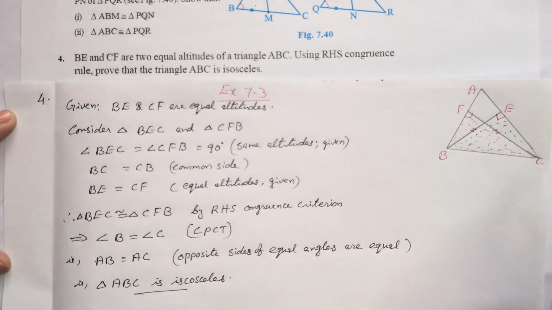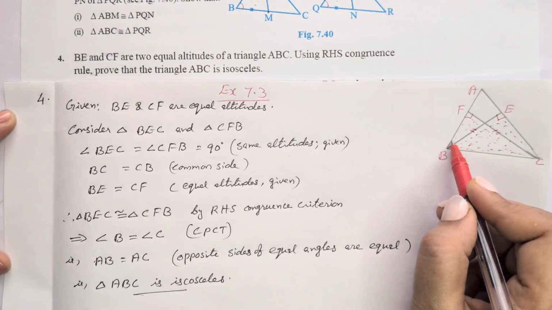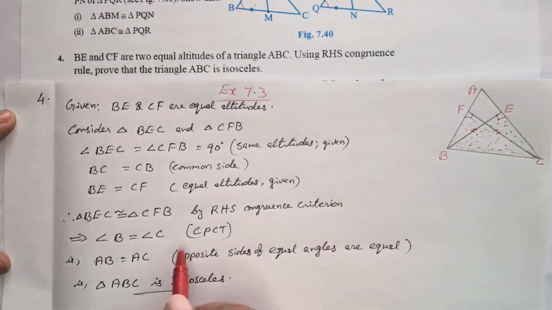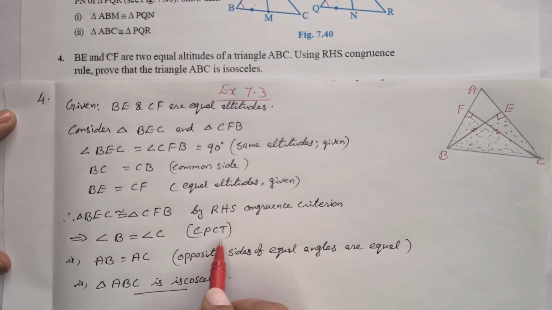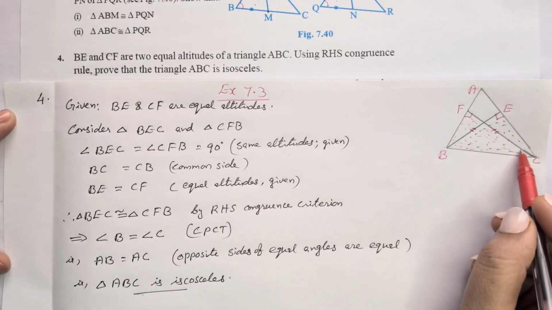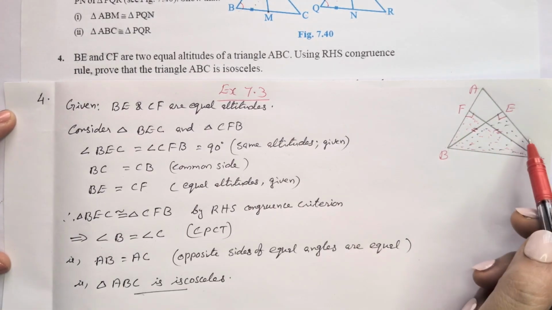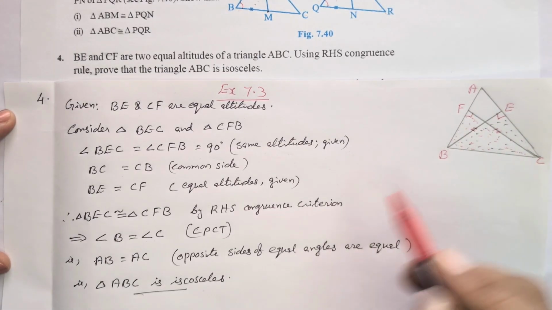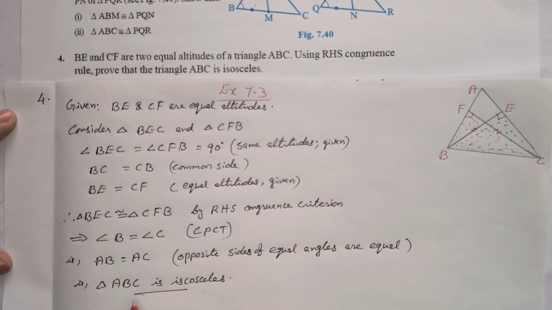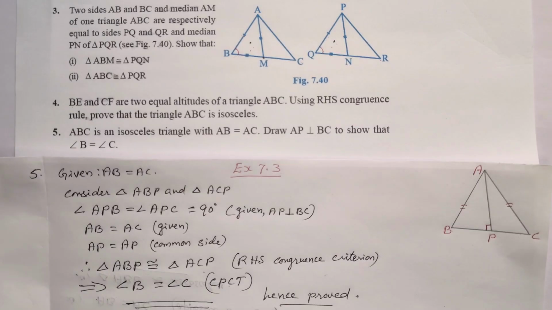If these two triangles are congruent, from there we can write angle B is equal to angle C, CPCT. If angle B is equal to angle C, then AB is equal to AC, opposite sides of equal angles. AB is equal to AC, which means triangle ABC is an isosceles triangle.